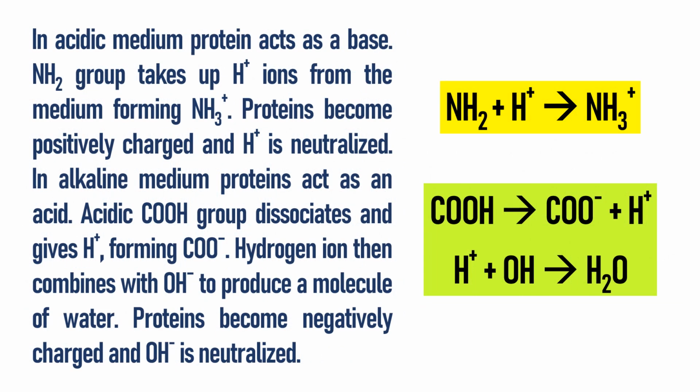In acidic medium, proteins act as a base. Amino group takes up hydrogen ions from the medium, forming ammonium ions. Proteins become positively charged and hydrogen is neutralized in the process. In alkaline medium, proteins act as an acid. Acidic carboxyl group dissociates and gives hydrogen ion. Hydrogen ion then combines with hydroxide ion to produce a molecule of water. Proteins become negatively charged and hydroxide gets neutralized. The generalized reactions involved have been depicted here for your convenience.